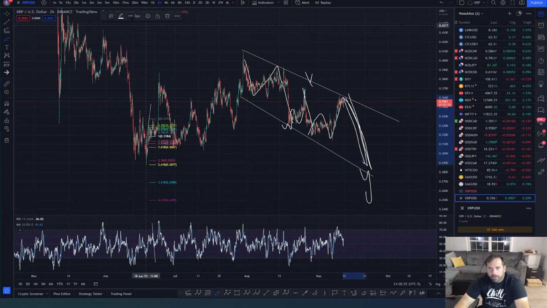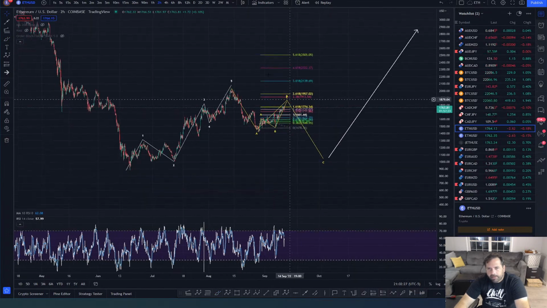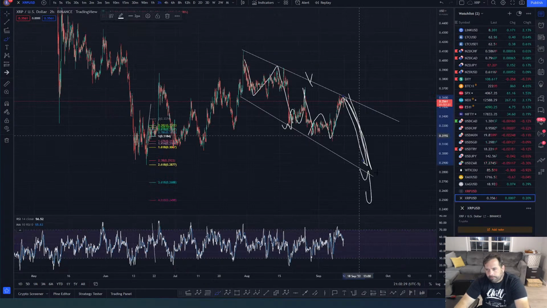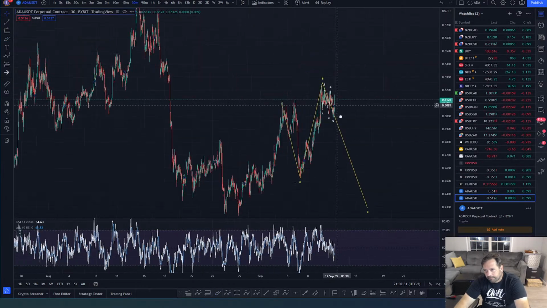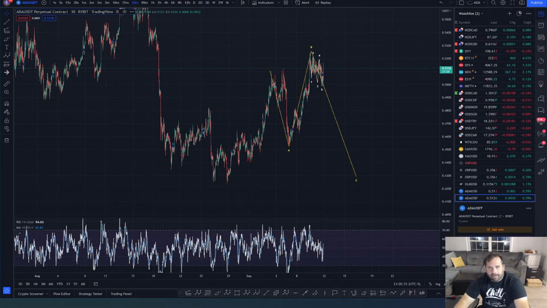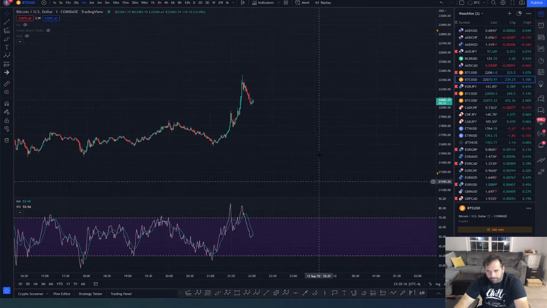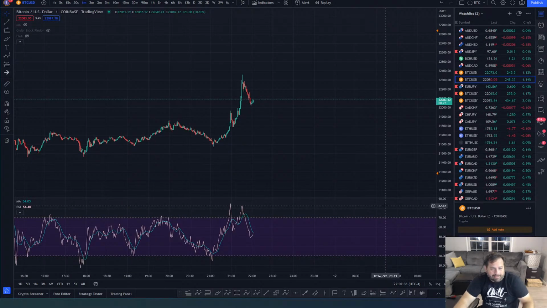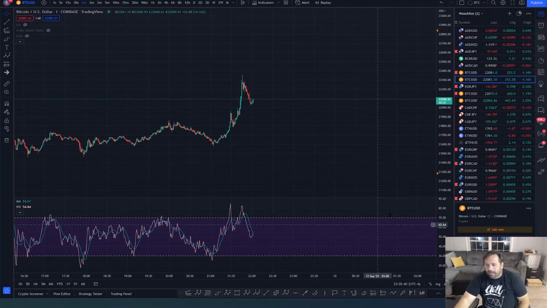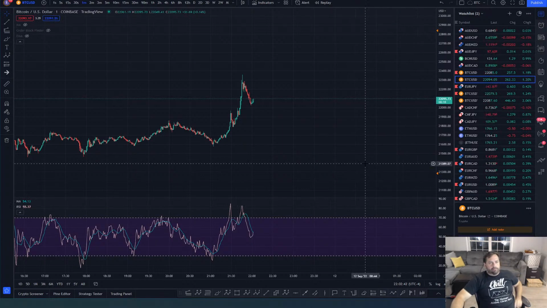Looking for 5 waves. So we got ETH looking for 5 waves down. We got XRP looking for 5 waves down. We've got ADA looking for 5 waves to the downside. We got BTC looking for 5 waves to the downside. Guys, I mean, I just see all the charts, and a down move is most probable in my mind.